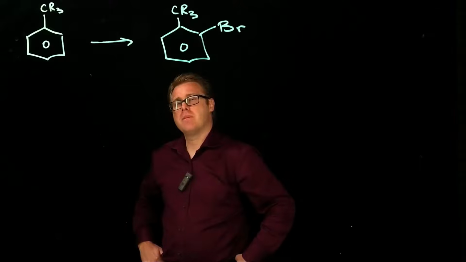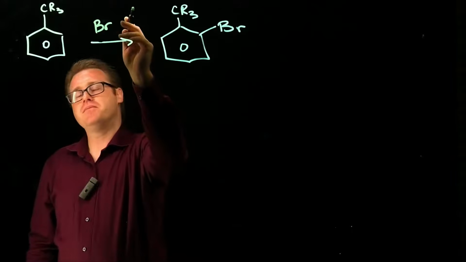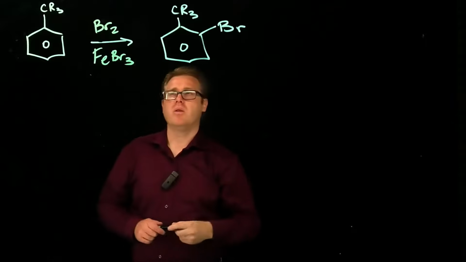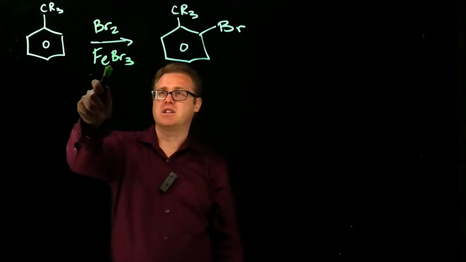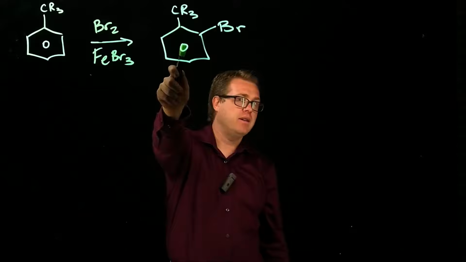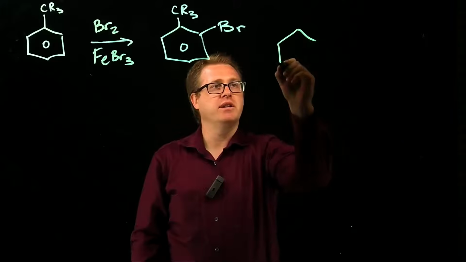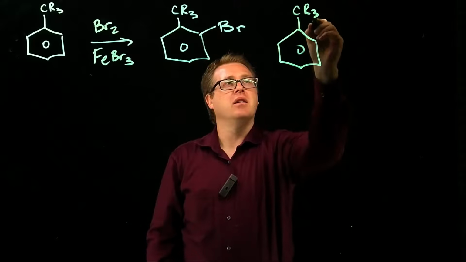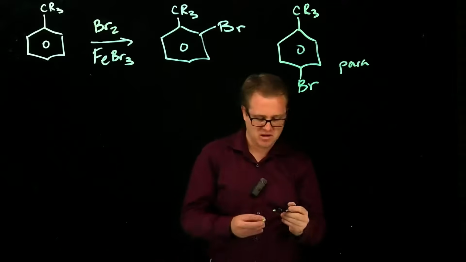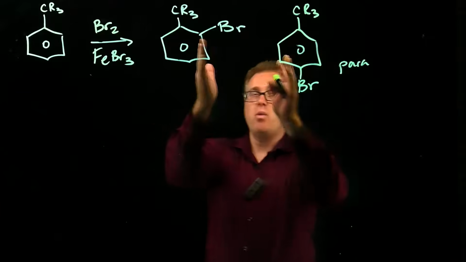Because if we did just Br2 and our iron tribromide, if that's the reaction conditions that I did, would I get this product? And the answer would be not really, because this is so sterically hindered. If we did that reaction, we would predominantly get this product, the para. That would be our major. But what if the situation calls for, I don't want the para, I want this one.